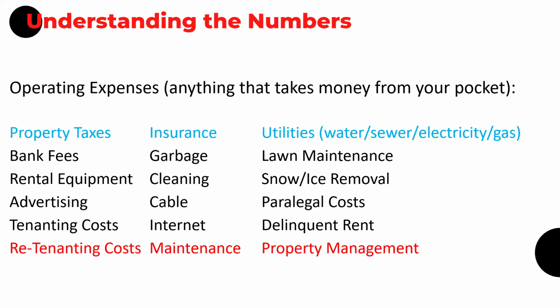Other things that you should consider are bank fees, garbage collection, lawn maintenance, rental equipment, cleaning, snow and ice removal, advertising, cable or internet, paralegal costs, tenanting costs, delinquency costs, and of course, maintenance and property management. These are two key things that are often forgotten.